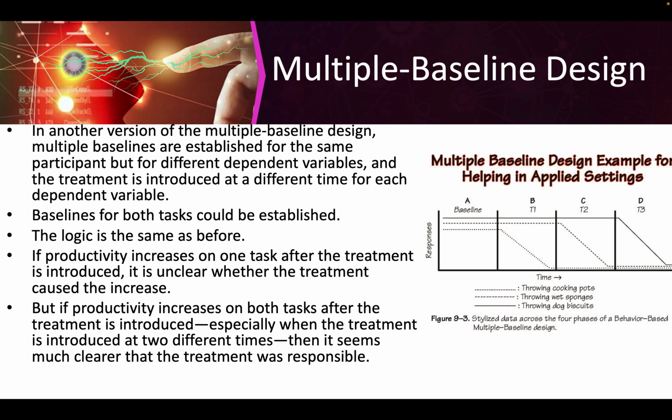If productivity increases on one task after the treatment is introduced, it is unclear whether the treatment caused the increase. But if the productivity increases on both tasks after the treatment is introduced, especially when the treatment is introduced at two different times, then it seems much clearer that the treatment was responsible.